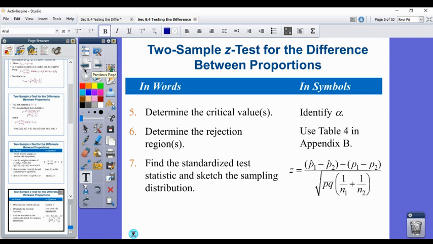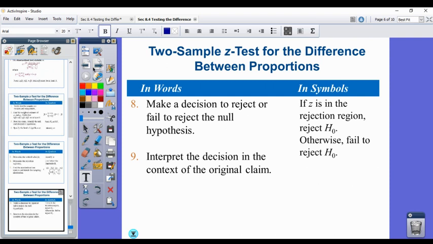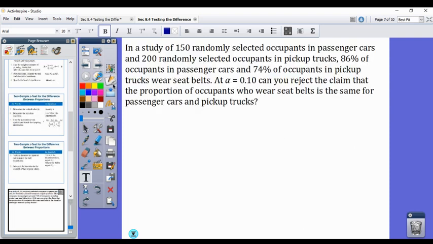From your significance level and whether or not it's right-tailed, two-tailed, or left-tailed, you're going to find your critical values, and then you're going to determine your rejection region. And you can do this in the book, or you can also use your calculator. And then from there, you're going to find your standardized test statistic using the following formula. Next, you're going to make a decision to reject or fail to reject, and then you're going to interpret that decision in the context of your original claim. Okay, so let's go ahead and get started.